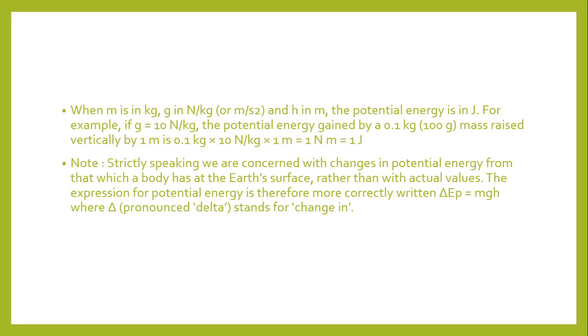When m is in kilograms, g is in newtons per kilogram, and h is in meters, the potential energy is in joules. That basically tells us that when we have objects in their SI units, which is that mass is in kilograms, gravitational acceleration is in newtons per kilogram and height is in meters, then the SI unit for energy that we're going to use is joules.